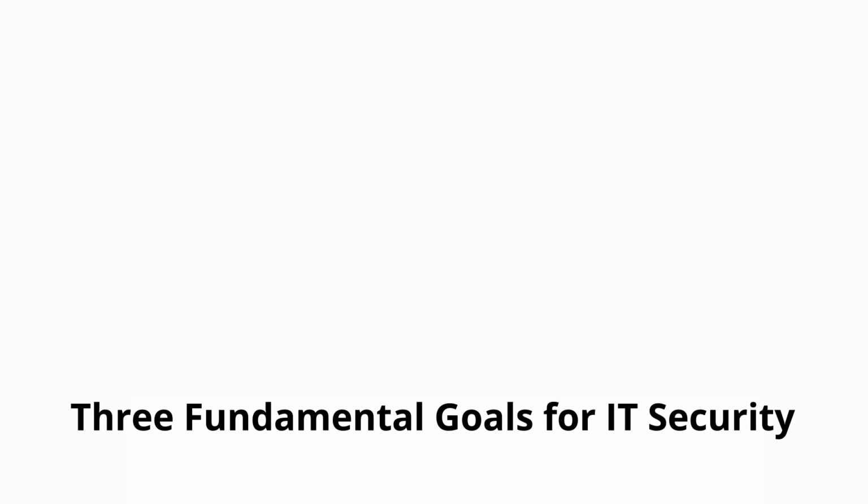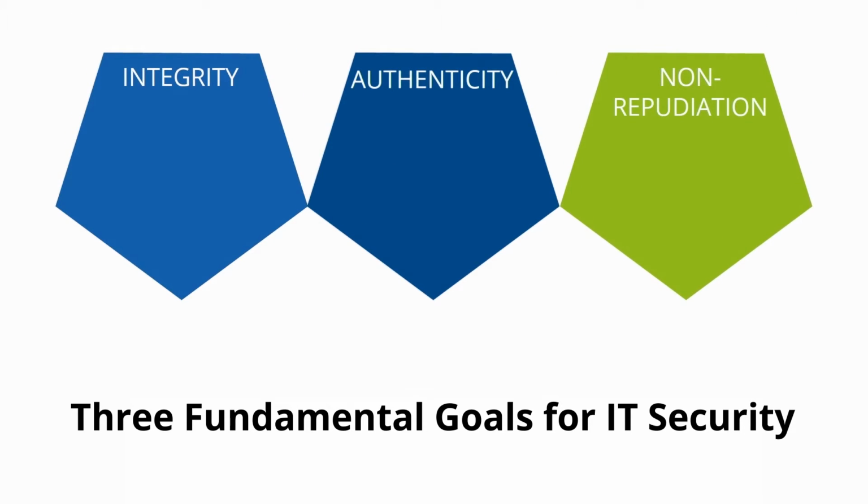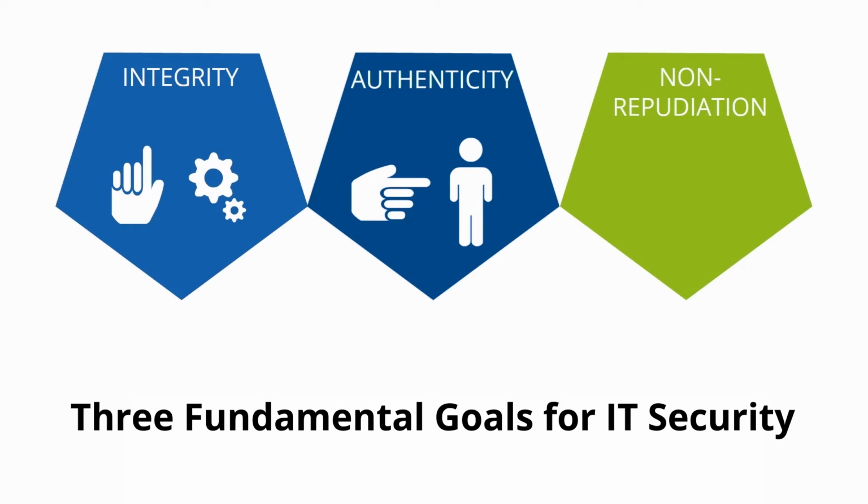There are 3 fundamental goals for IT security: integrity, authenticity, and non-repudiation. Integrity means that you can be sure that data was not modified in an unauthorized or undetected manner. Authenticity means that you are able to confirm the identity of the source. Non-repudiation is a legal term used with contracts. In this context, it describes the legal validity of a document.